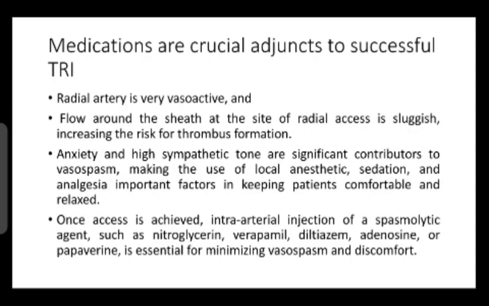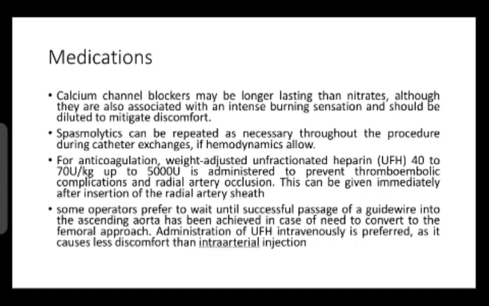Medications are crucial because the radial artery is very vasoactive. Flow around the sheath at the site of radial access is sluggish, which will increase thrombus formation. Anxious people and those with high sympathetic tone are likely to have vasospasm, so the use of local anesthetic, sedation, and analgesia are important. Once access is achieved, intraarterial injection of a spasmolytic agent such as nitroglycerin, verapamil, diltiazem, adenosine, or papaverine is essential for minimizing vasospasm and discomfort.